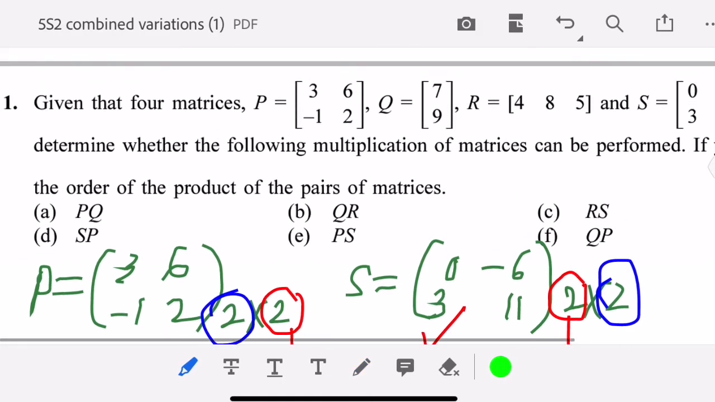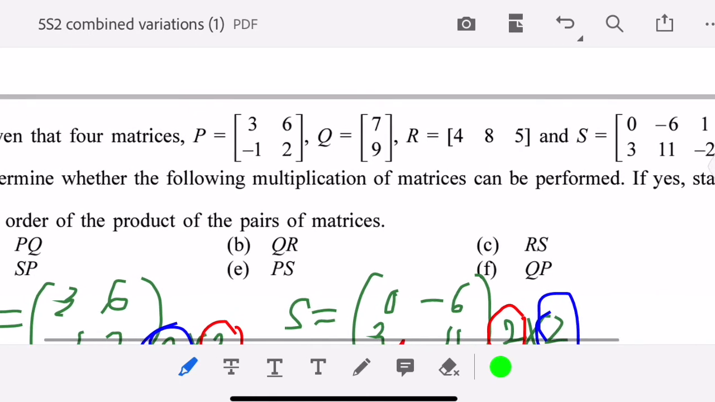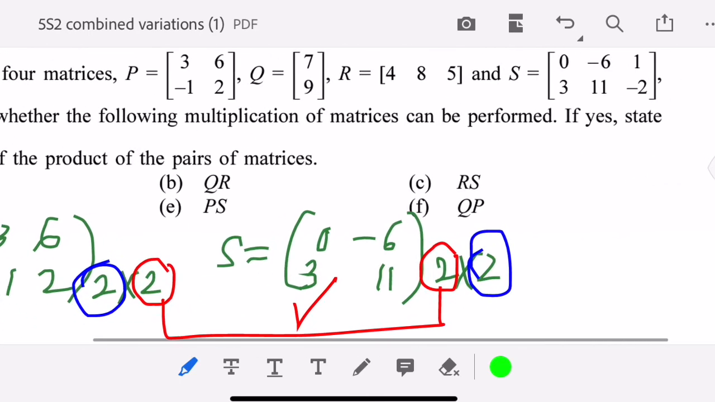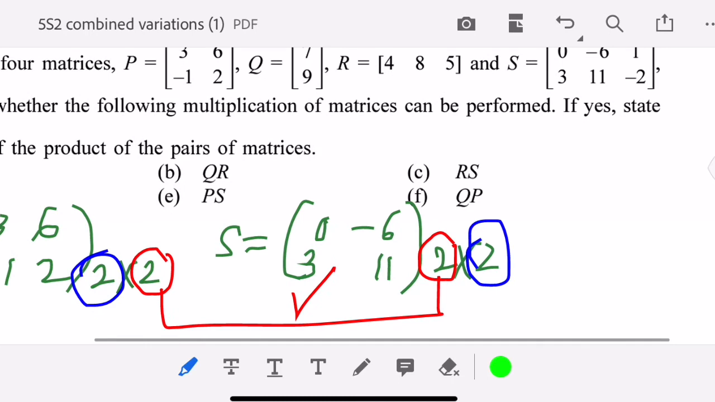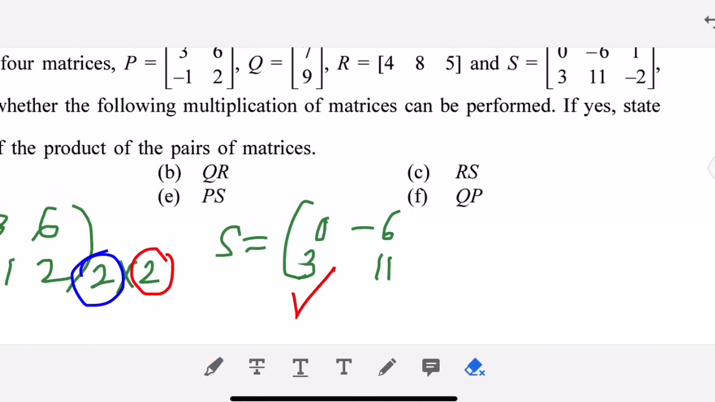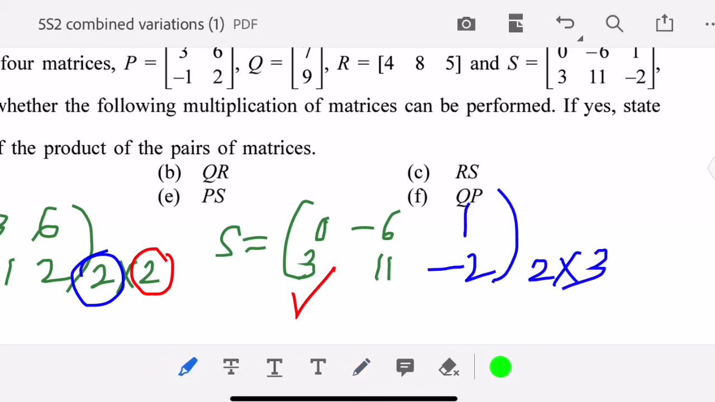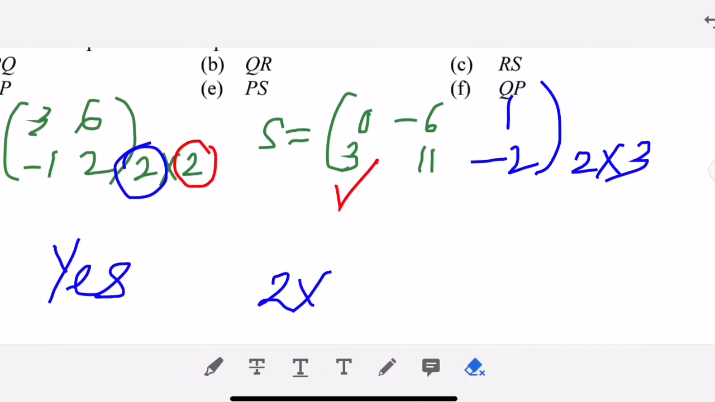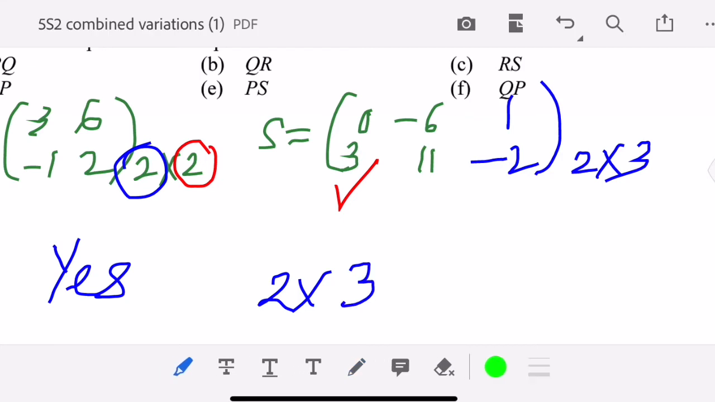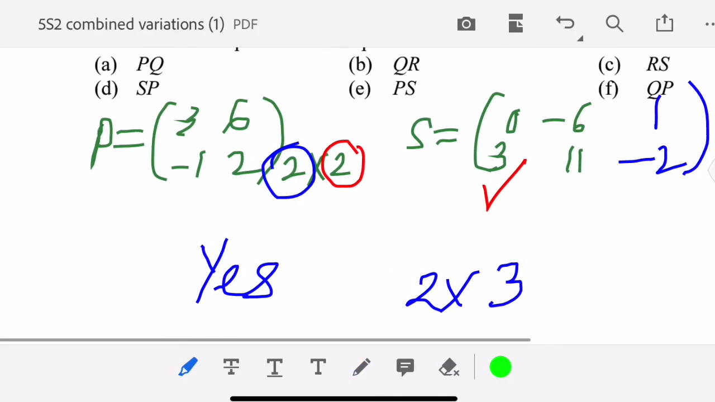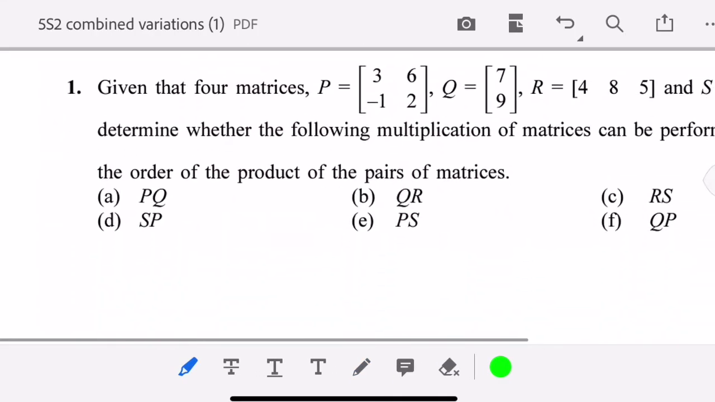E is P times S. I haven't completed the matrix. Sorry, that is 1 and negative 2 here. So it is actually 2 rows and 3 columns. So the answer is actually 2 by 3. Okay, the product is 2 by 3. So it seems like it's settled.